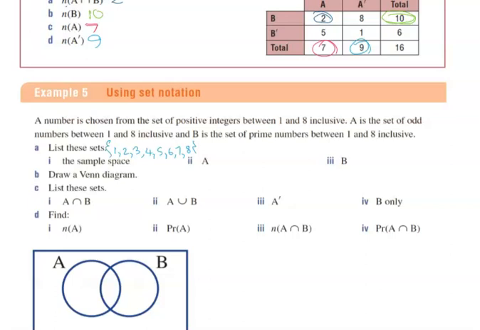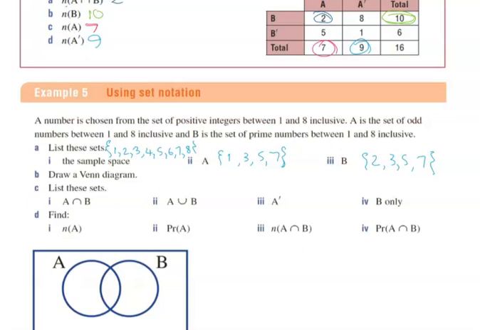What are the numbers in A? It's all of our odd numbers. So 1, 3, 5, 7, and not 9 because 9 is not in the set. 1, 3, 5, and 7. And B is just our prime numbers. We've got 2, 3, 5, and 7.